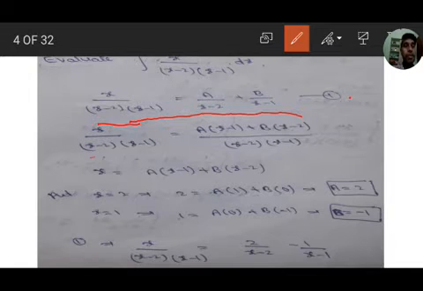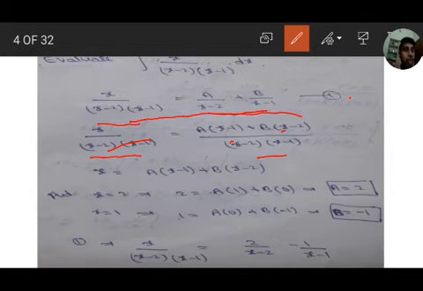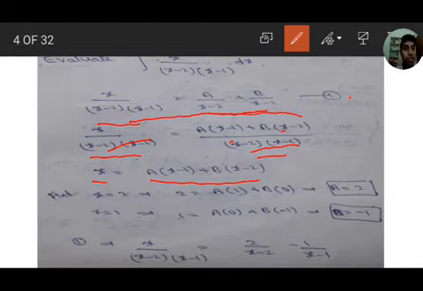For x by (x minus 2) into (x minus 1), the LCM is (x minus 2) into (x minus 1), so we get A into (x minus 1) plus B into (x minus 2). The denominator is cancelled out, so x equals A into (x minus 1) plus B into (x minus 2). From this we need to find the A value and B value. If we substitute x equal to 2, the B term becomes 0 and we get A. If we substitute x equal to 1, the A term is 0 and then we get the B value.